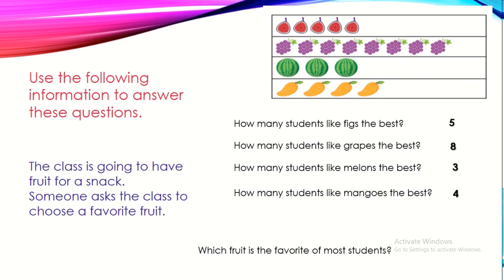Which fruit is the favorite of most students? From these questions, I know how many students like figs, how many students like grapes, how many students like melon, and how many students like mangoes. So, from these numbers, I can know that the fruit which is the favorite of most students is grapes, which is 8. So the answer will be grapes.